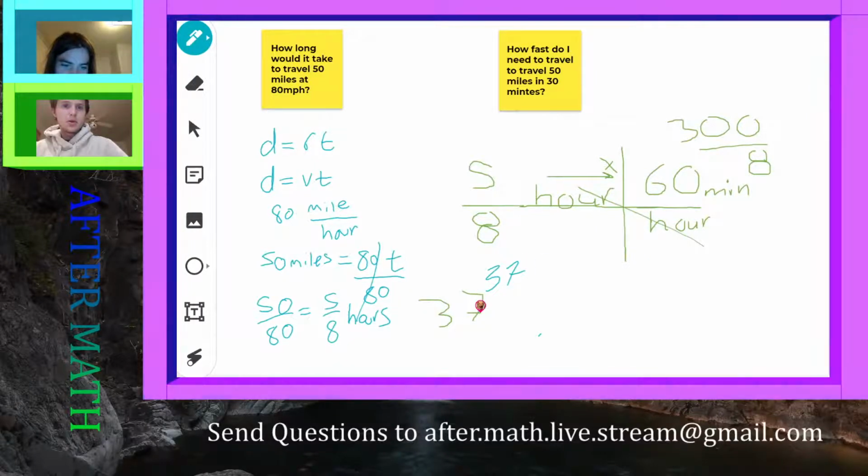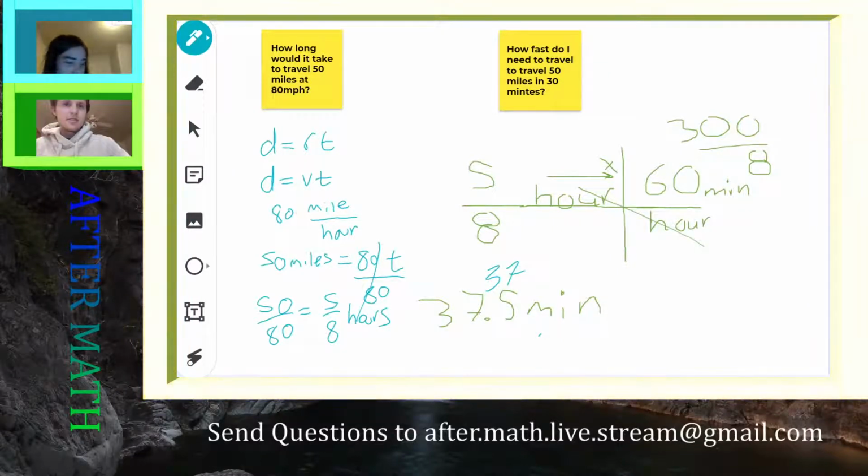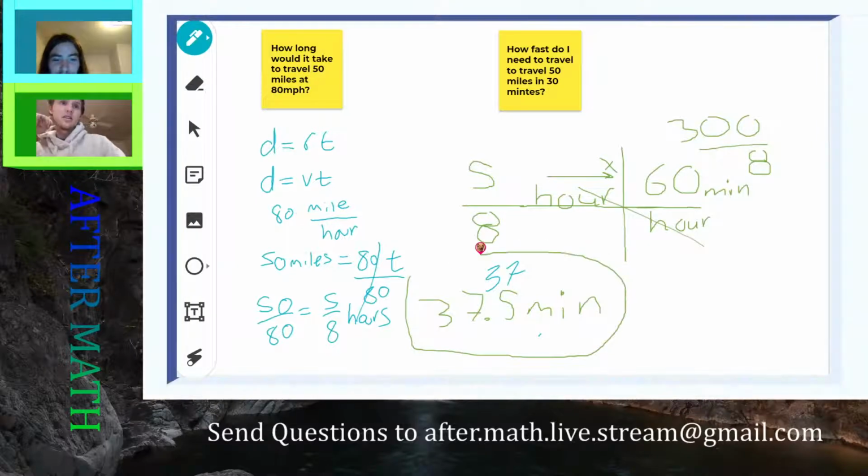37.5 minutes. Okay, cool. That's pretty fast. That doesn't take that much time to go 50 miles.